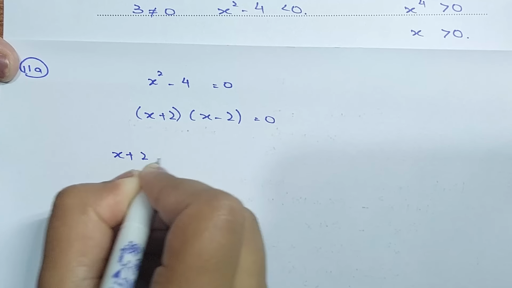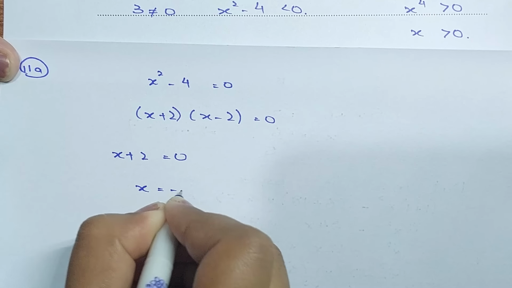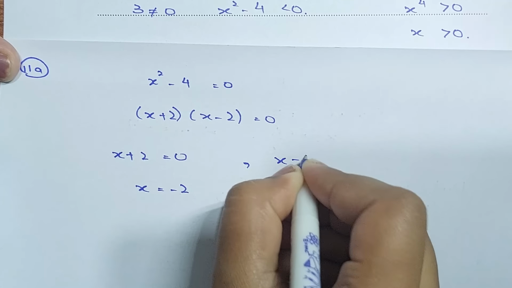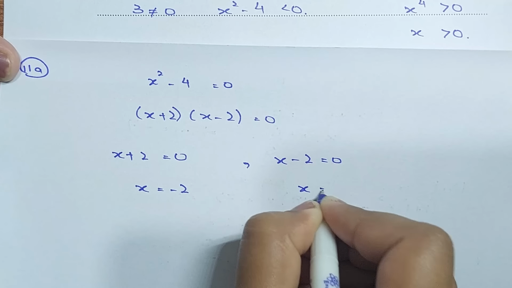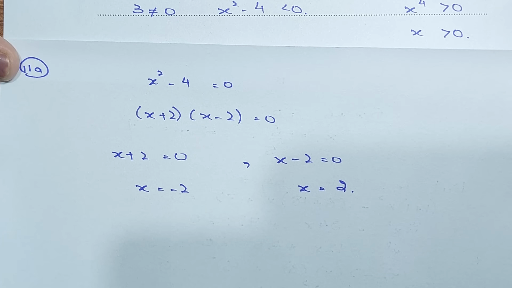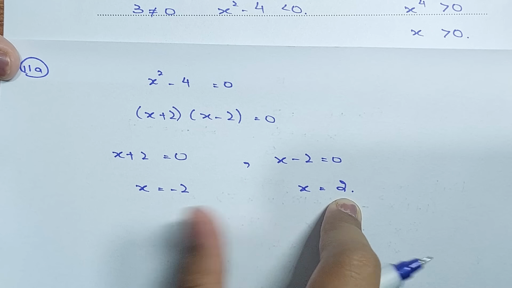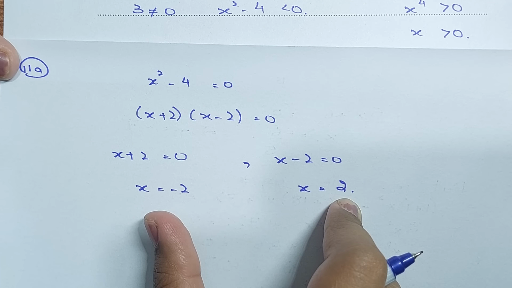x plus 2 is equal to 0. From here x is equal to negative 2. And x minus 2 is equal to 0. From here x is equal to plus 2. Right, so between minus 2 and plus 2 the function is decreasing, right?